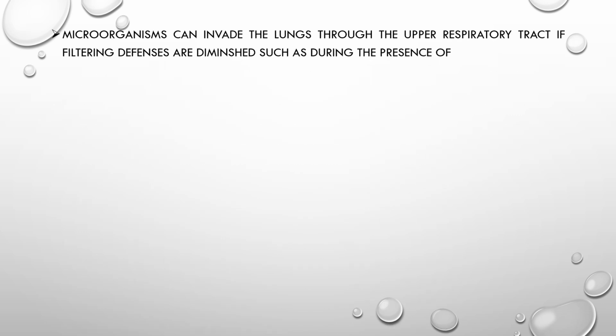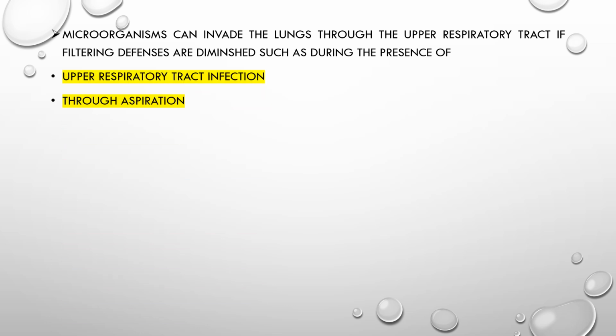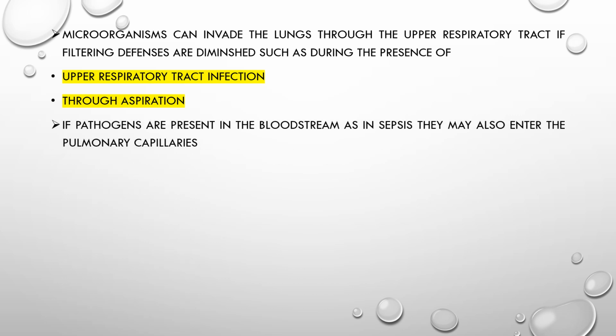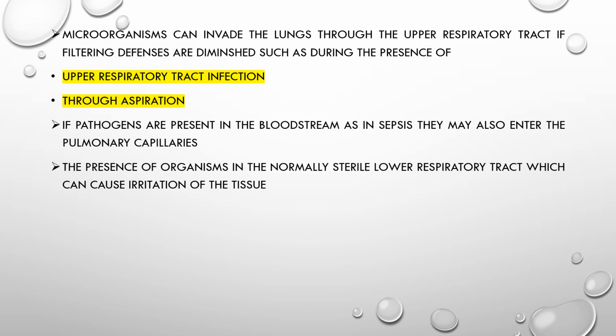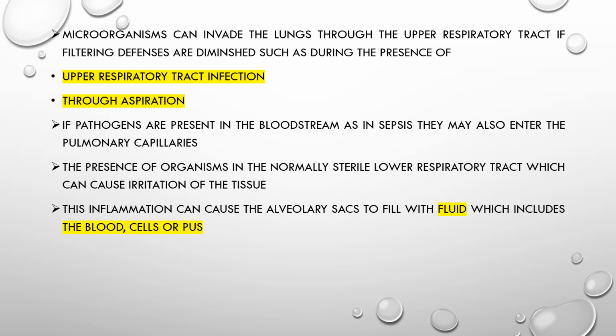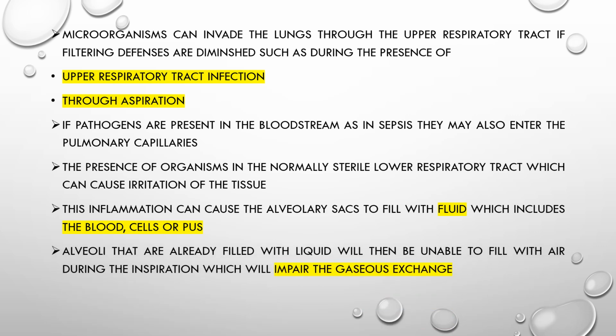Microorganisms can invade the lungs through the upper respiratory tract if filtering defenses are diminished, such as during the presence of an upper respiratory tract infection or through aspiration. If pathogens are present in the bloodstream, as in sepsis, they may also enter the pulmonary capillaries. The presence of organisms in the normally sterile lower respiratory tract can cause irritation of the tissues. The inflammation of the alveolar sacs can be filled with fluid, which includes blood cells or pus.